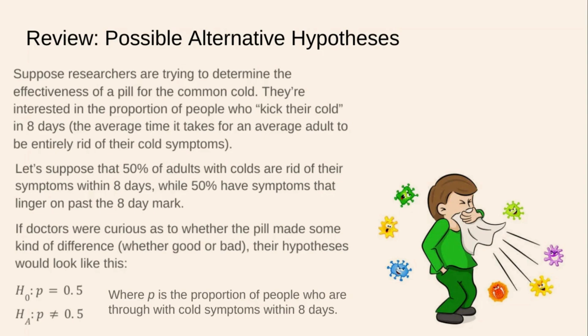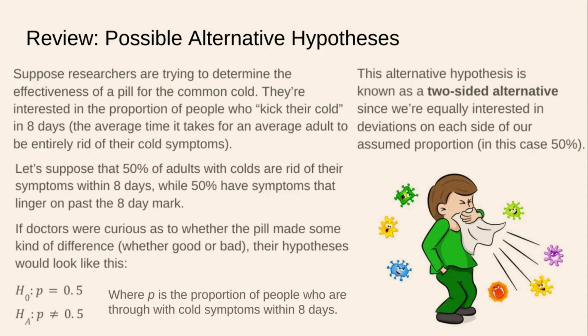So the P sub 0 value would be 0.5. P is the proportion of people who are through with their cold symptoms within 8 days. So this alternative hypothesis is known as a two-sided alternative, since we are equally interested in deviations on either side of the assumed proportion, which in this case is 50%.